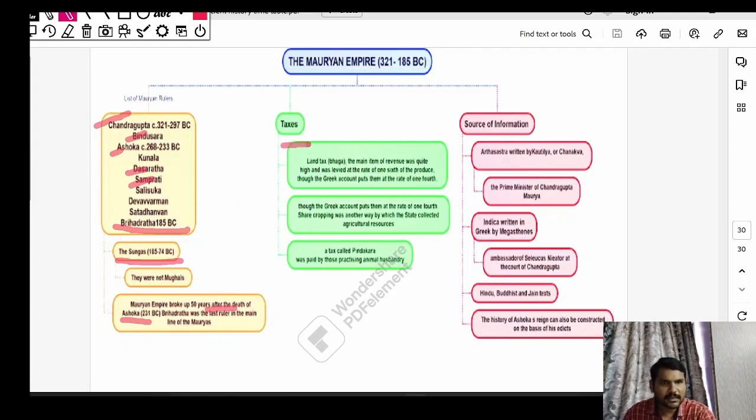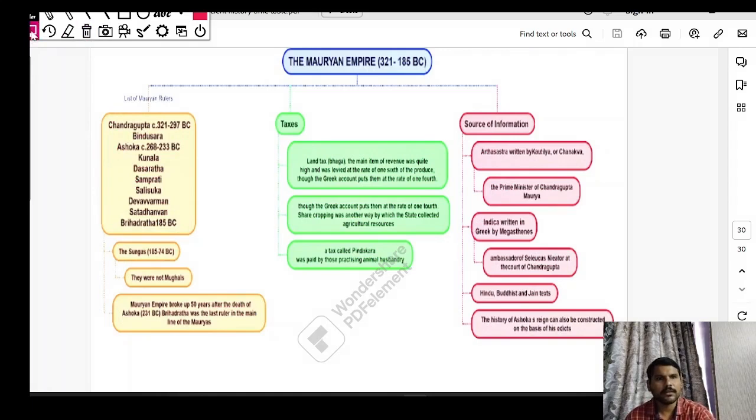We have seen taxes, like Bhaga, etc. A tax called Pindakara was paid by those practicing animal husbandry. We also saw how the general tax was one-tenth. And we see sources of information. We have seen the Arthashastra, whose author is Kautilya, the Prime Minister, and Megasthenes' Indica, very important. The ambassador Megasthenes was sent by Seleucus Nicator, and the Buddhist texts, etc.